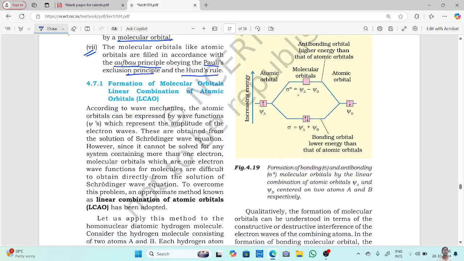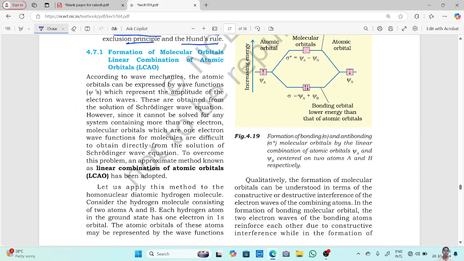Now, next is the formation of orbitals, that is linear combination of atomic orbitals, or LCAO. What is LCAO, why this was found, or why this was put forth, we will see here.